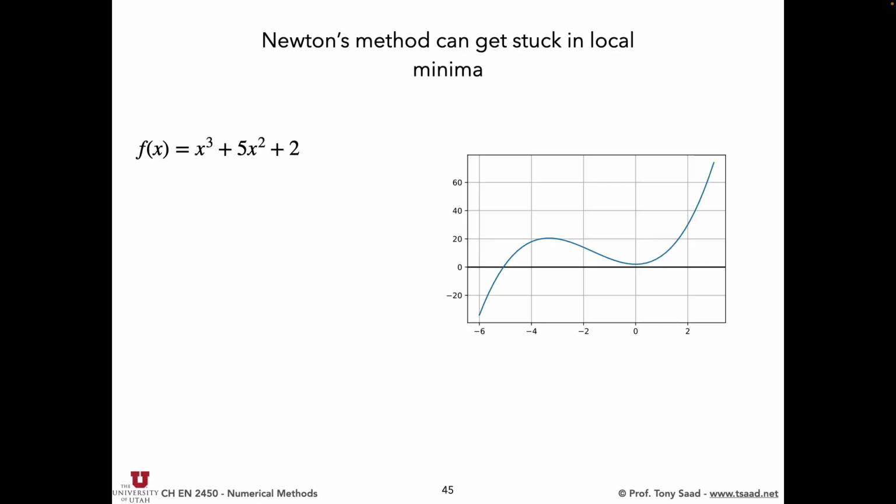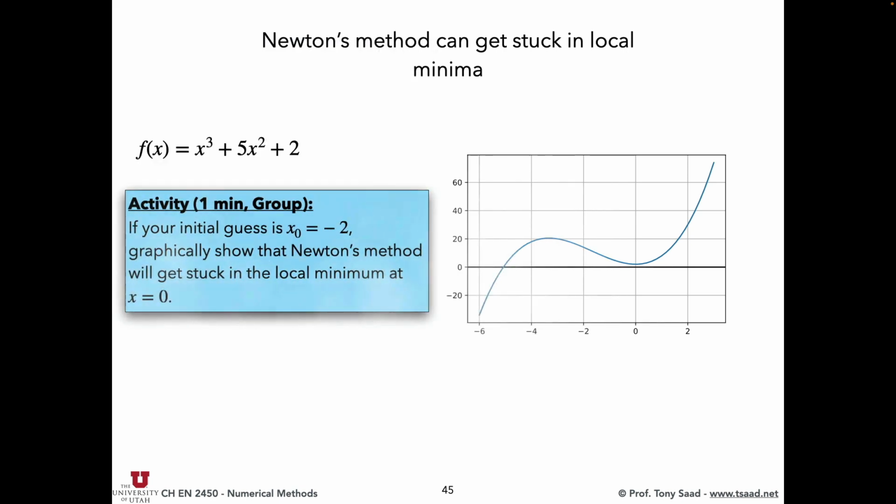Okay, so now, remember, Newton's method was, you start with an initial guess, you draw a vertical line, you hit the function, you draw a slope, that's your next guess. You draw a vertical line, you hit the function, you draw a slope, that's your next guess, etc. Now consider this function, x cubed plus 5x squared plus 2, just a standard cubic polynomial. It looks like this. We know there's a root over here, okay?